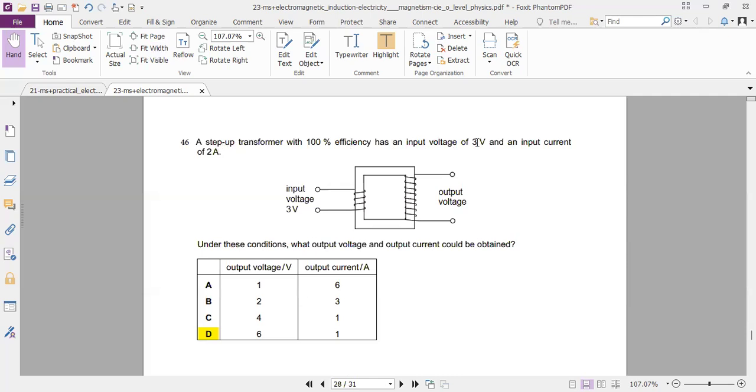A transformer is 100% efficient, with input voltage 3 and output 2 amps. Using these conditions, what output voltage and current could be obtained? So, 100% efficient. You have to worry about which one gives you the same power. So the power at the input is 6. Power at the output should also be 6. The only choice is D. 6 times 1 is 6.